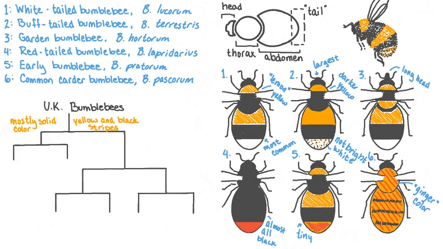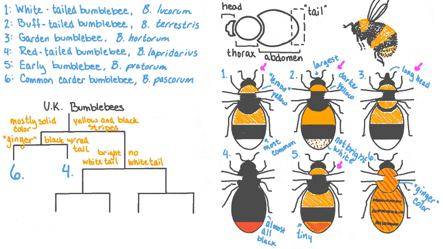There are several different correct answers. I started by dividing the bees into a group that's mostly solid color and a group that possesses bold yellow and black stripes. The mostly solid color group is distinguished further into bees that are mostly ginger colored and bees that are mostly black with a red tail.